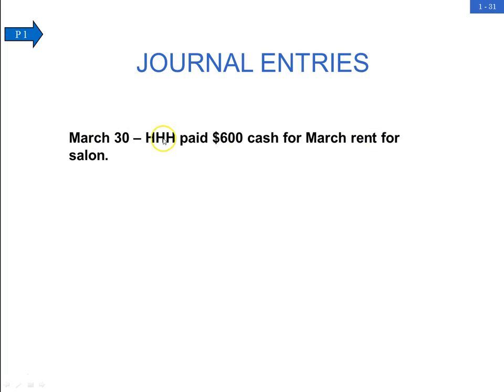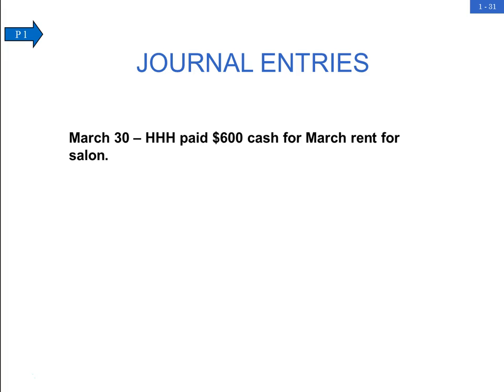So on March 30th, Harriet the haircutter of Hollywood paid $600 cash for March rent, right? So we ask ourselves that same question. We're spending cash here. Why are we spending cash? Are we getting something in exchange, like an asset that will give us a benefit in the future? Or have we used up all the value already when we pay out this cash? And in this example, we're paying for the last month's rent, so we've used up all the value, right?